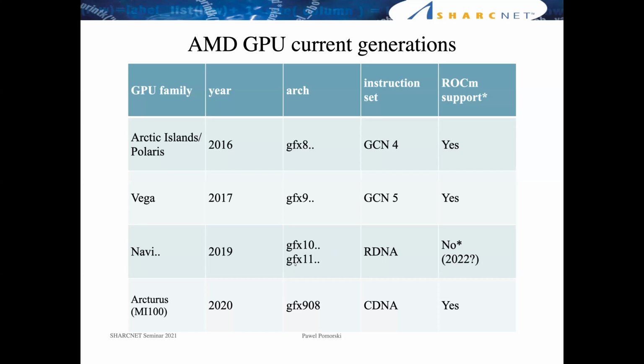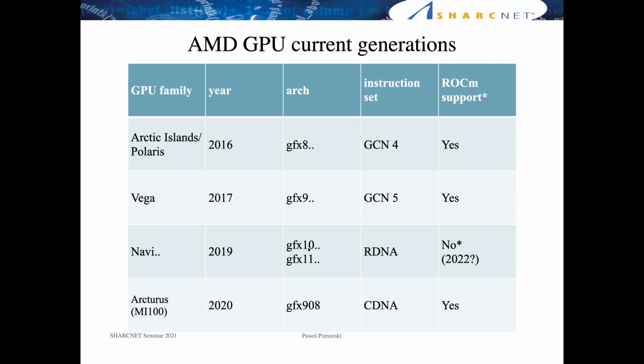And one very interesting thing here is that AMD has diverged their architectures for gaming and for computing. Whereas the Navi cards, GFX 10, GFX 11, will be the branch for gaming, there's now also a branch for computing. This is the CDNA architecture. So RDNA is gaming and CDNA is compute. And that will have codes GFX 908 and so on.